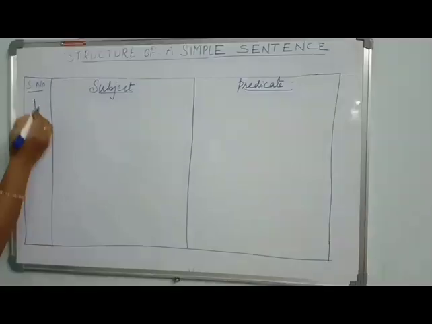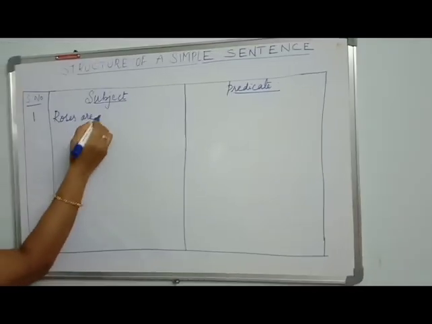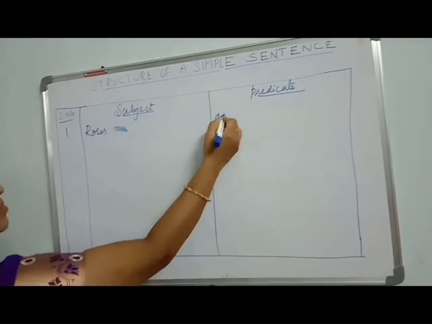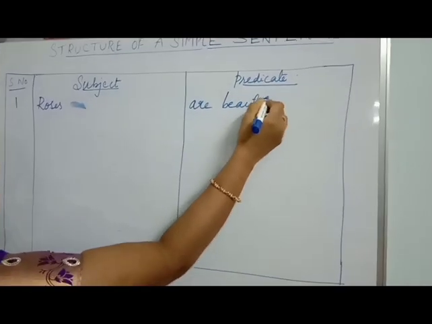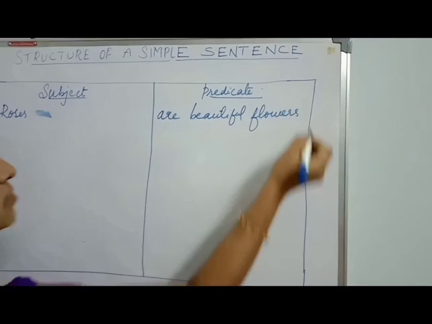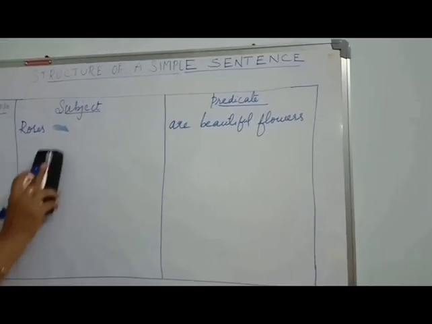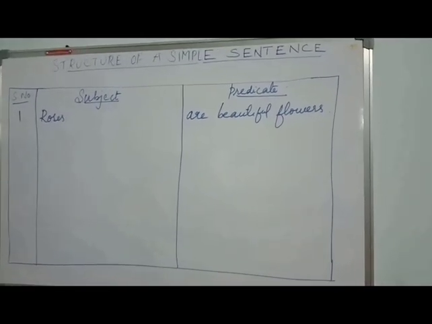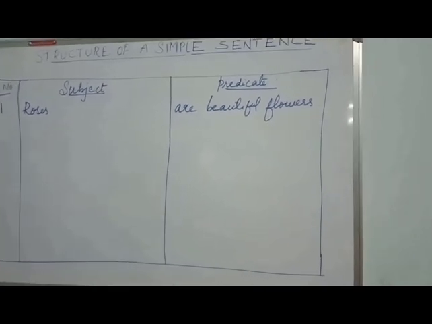The first sentence: roses are beautiful flowers. So here, roses are beautiful flowers. What happens? Roses is the subject. Are is the verb. And beautiful flowers is the object. I'm sorry, beautiful flowers is the subject complement. So, roses are beautiful flowers. That is the first sentence.